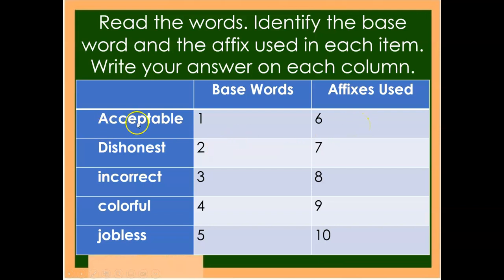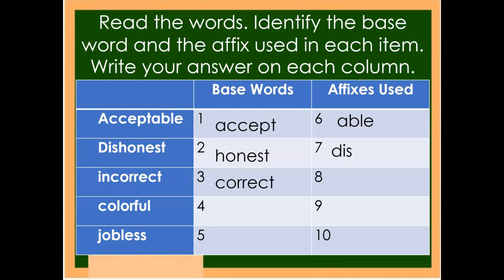So let's say, for example, the words are these: acceptable, dishonest, incorrect, colorful, jobless. So what is the base word in each? Accept, and the affix used is able. From the word dishonest, the base word is honest, and the affix used is dis, meaning not. Incorrect, the base word is correct, and the affix used is in.